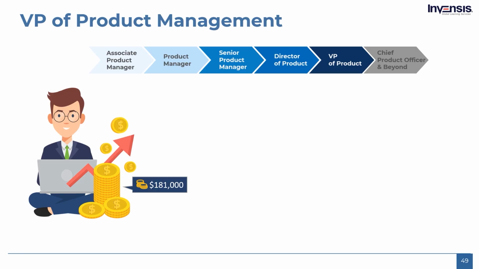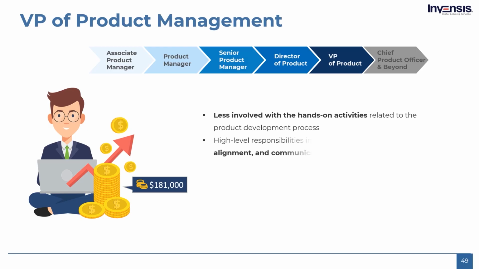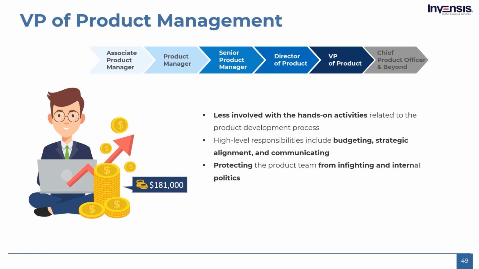Moving on, we have a VP of the product. At this level of the product management career path, you are significantly less involved with the hands-on activities related to the product development process. The high-level responsibilities at this level include budgeting, strategic alignment, and communicating with and building leadership buy-in. Also, protecting the product team from infighting and internal politics.